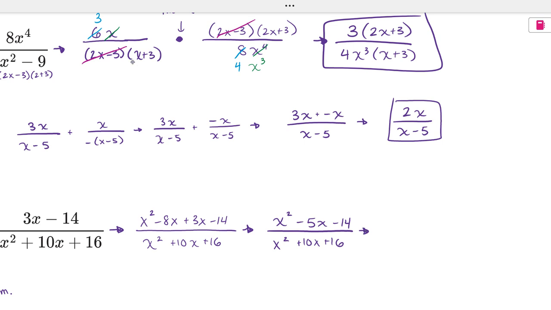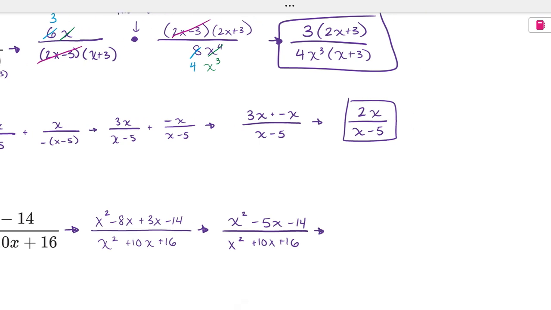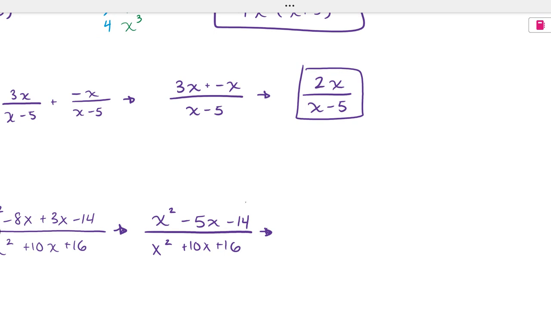So our last step is to see if we can factor and reduce here. So factors of negative 14 that add to negative 5. Well, that would be 2 times negative 7. I'll write it a little closer. So I'm going to do x plus 2 times x minus 7. Those add to negative 5 and multiply to negative 14.